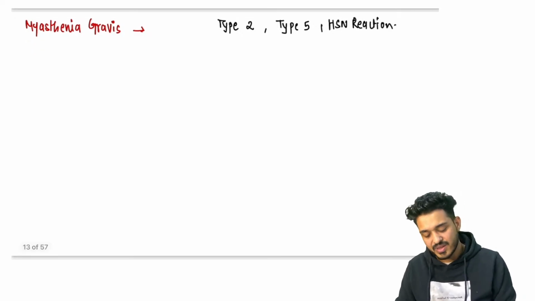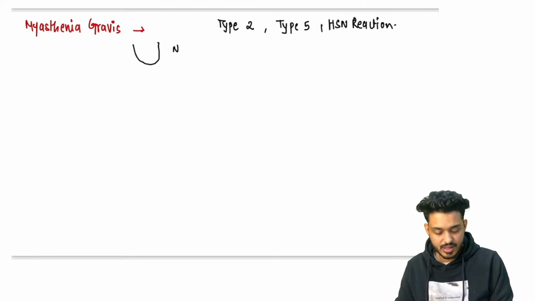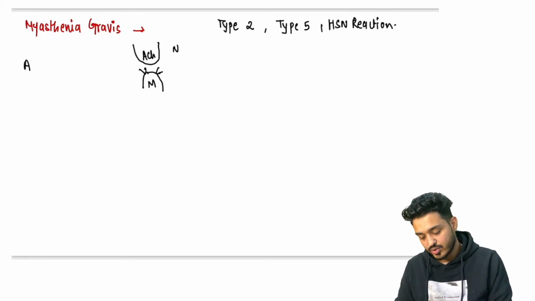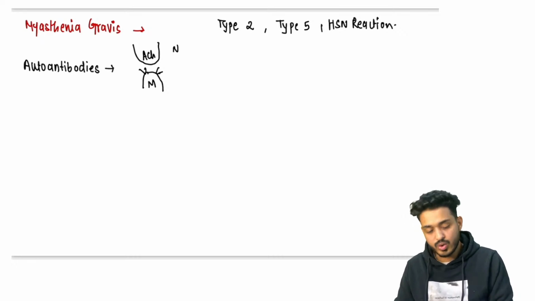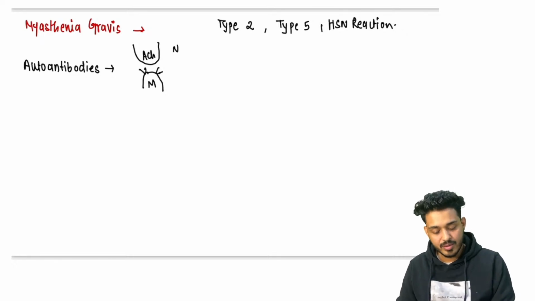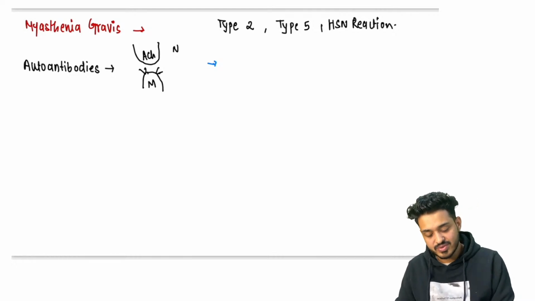Apart from that, what is going to happen here? You are going to have nerve. Suppose this is your nerve, and from the nerve you will be having release of acetylcholine, and this acetylcholine will be going to the receptor, and this is your muscle, right? Now what is happening here? You are going to have autoantibodies. Listen to me and write what you know. Autoantibodies are formed against these receptors. So what are the different names of these autoantibodies?